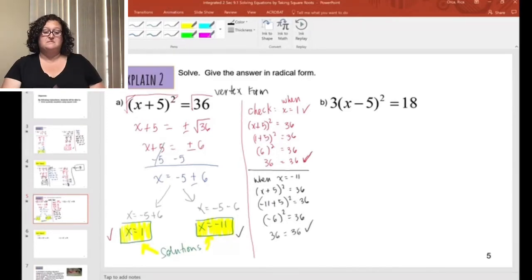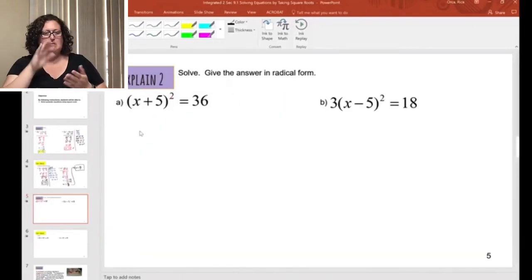Let's move on to problem B. So I'm just going to fast forward the clip. This is starting to look messy. I'm just going to clear the screen. Now that I've cleared the screen, let's go ahead and solve this problem.